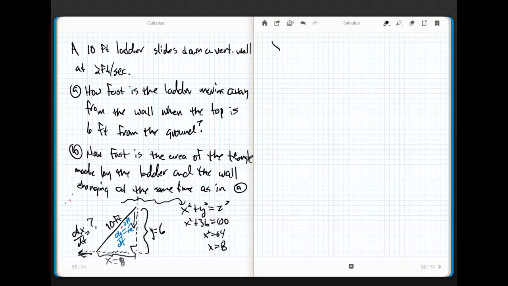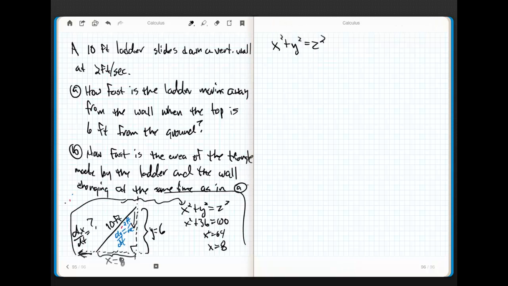Okay, so let's write this thing up. x squared plus y squared equals z squared. Now notice I had to do quite a bit of dirt work here. This is all dirt work that I had to use to set up my problem. All right, so let's look at this. What about this equation is changing vis-a-vis this problem, and what isn't?